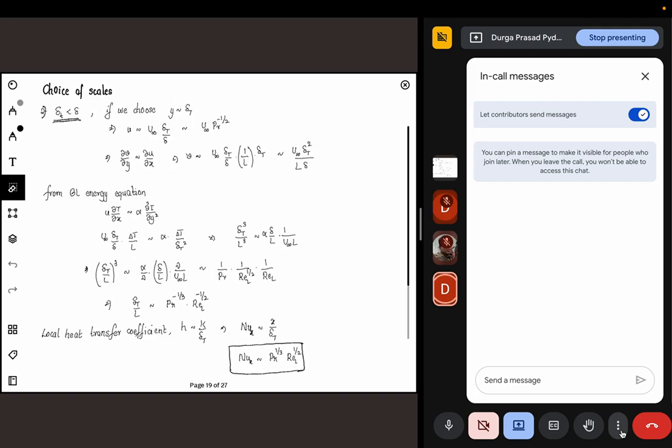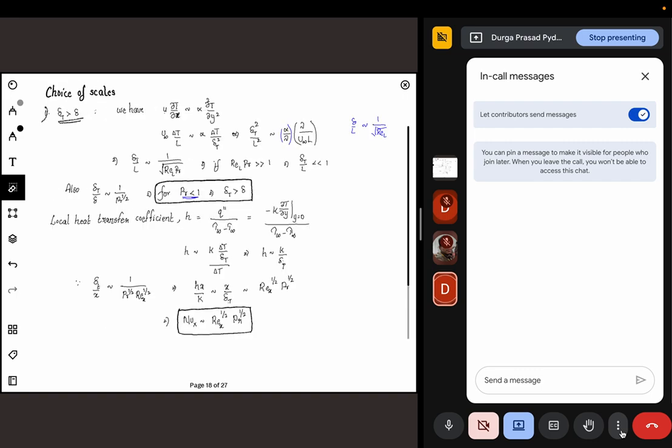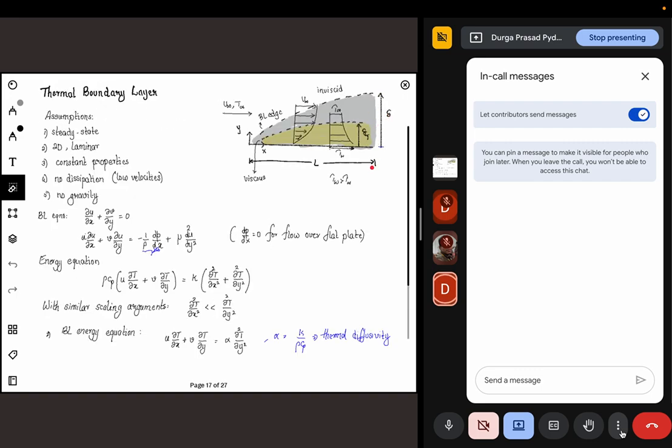Now coming to the next case where delta T is less than delta, where the hydrodynamic boundary layer is much larger compared to the thermal boundary layer thickness. I think I have drawn it wrong. So this scenario is basically delta greater than delta T.